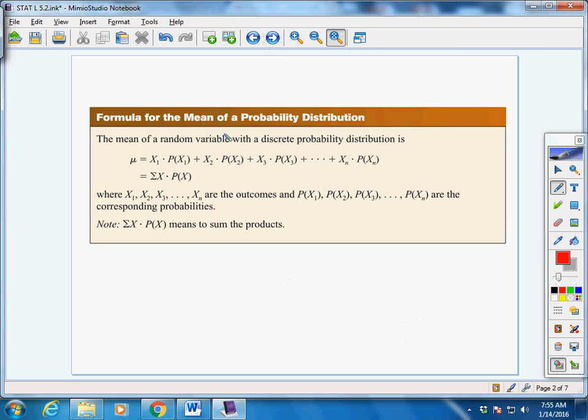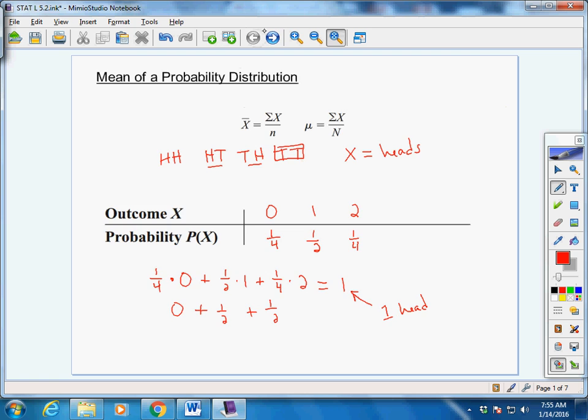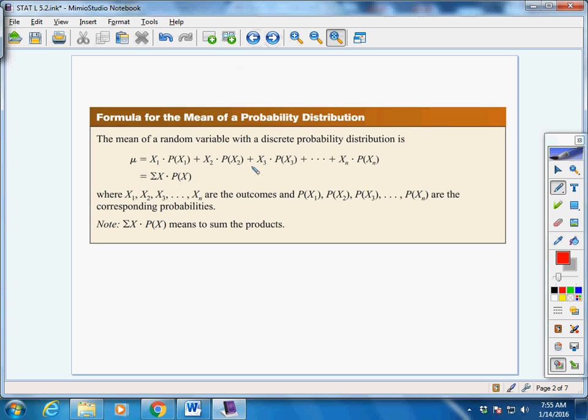That leads us here to our formula for the mean of a probability distribution. Basically, what you're going to do to find the mean is take whatever your outcome is, multiply it by the probability, and add those up. So again, these x's here, x1, x2, x3, those are the outcomes, and then the p of x1, p of x2, those are the probabilities. And then, like before, we're going to add them up, and that's what this means here. Take the sum of all the x's times their probabilities. And that's how we're going to be able to find the mean.